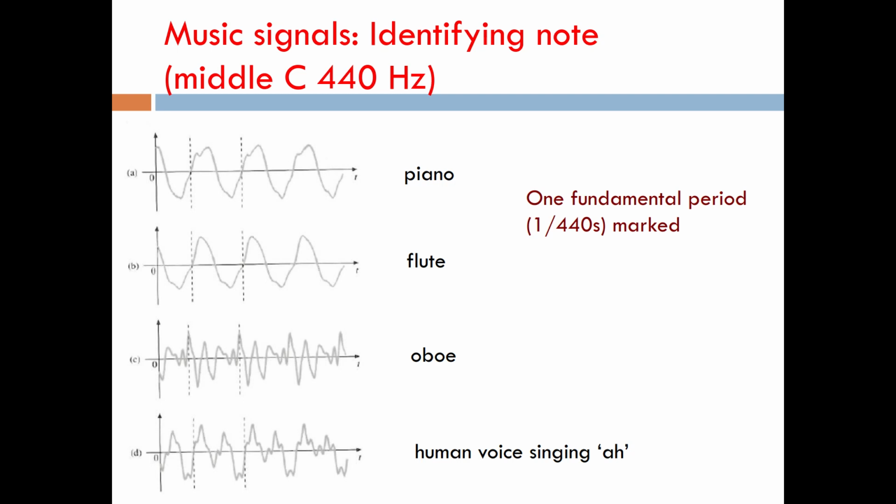Now let's try and identify the note of a music signal. The broken vertical lines that you can see there denote one fundamental period of each instrument. Each of that is the C note of that particular instrument, which is of 440 Hertz. So you can see the repeating pattern in each of these. Now our task is to identify and isolate this 440 Hertz note from each signal. Now how can we do that?